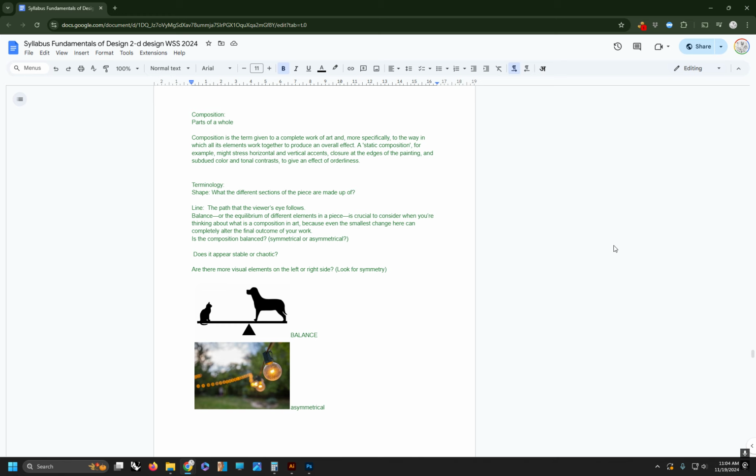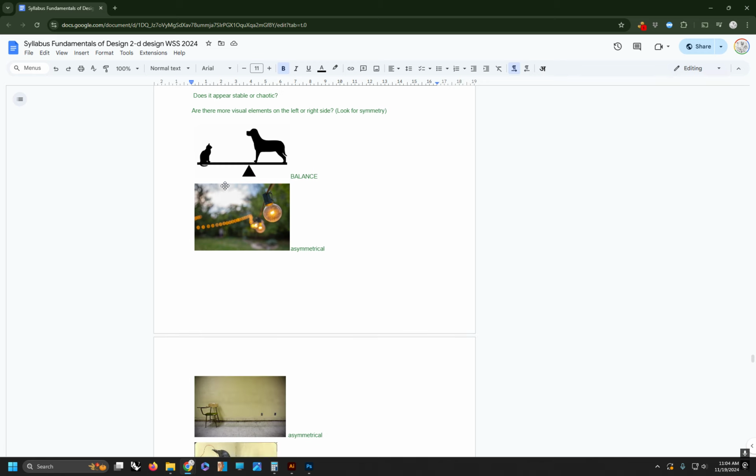But I will say that composition is often about large shapes and how those shapes look on the canvas. So we'll go into this a little bit when we go into some examples. So terminology first is shape. What are the different sections of the piece made up of? Shape can be something that's very obvious. For example, this is a triangle. In this composition, this is a circle.